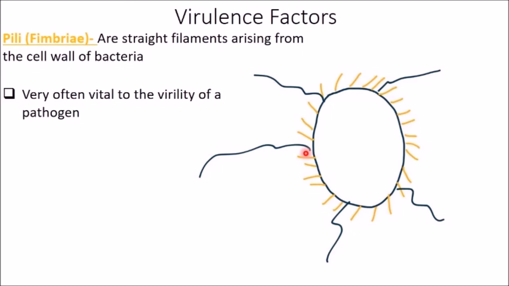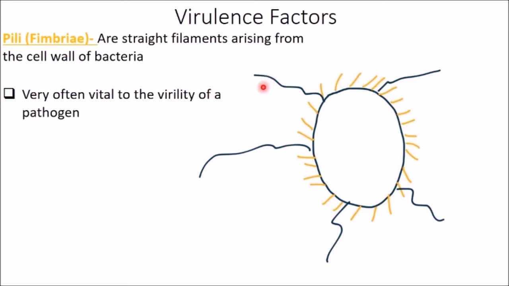This is very different from cilia. It's not the same thing as cilia. Cilia are filaments that result from actin polymerizing and then cause a wave-like motion that helps with moving mucus through our body and other mucosal membranes. But cilia is different from pili. Pili don't move. But they're very often vital to the virulence of a pathogen.